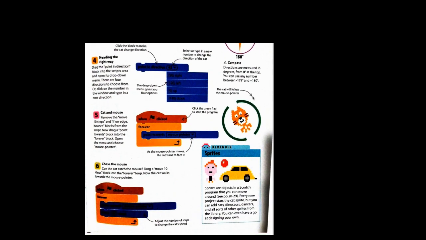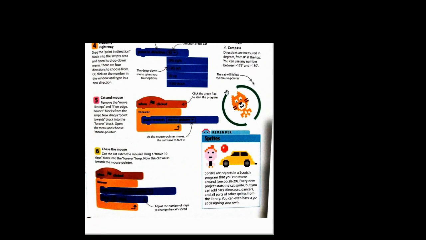Heading the right way. Drag the Point in Direction block into the Scripts area and open its drop-down menu. There are 4 directions to choose from. Or, click on the number in the window and type in a new direction. Click the block to make the cat change direction. Select or type in a new number to change the direction of the cat. The drop-down menu gives you 4 options.